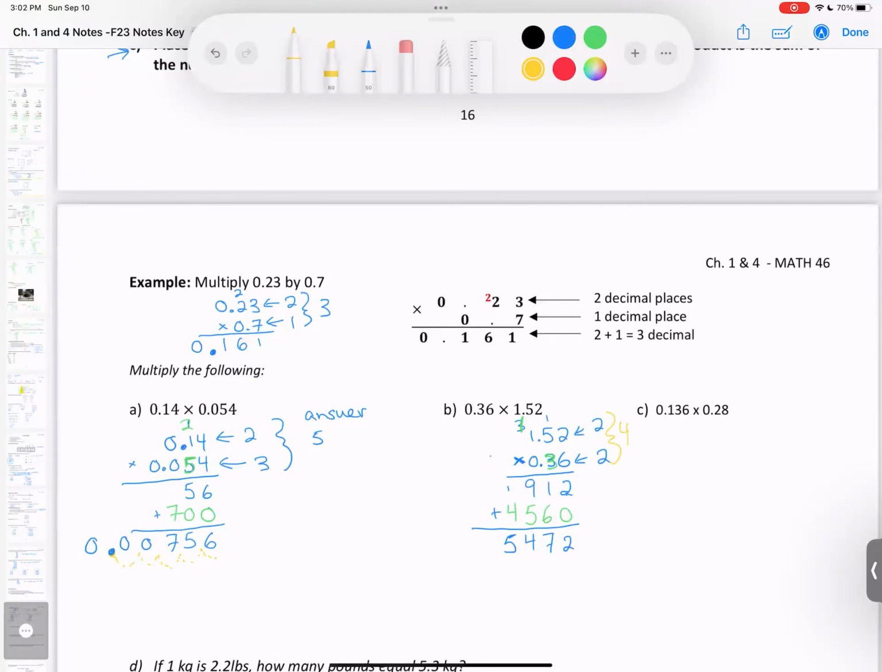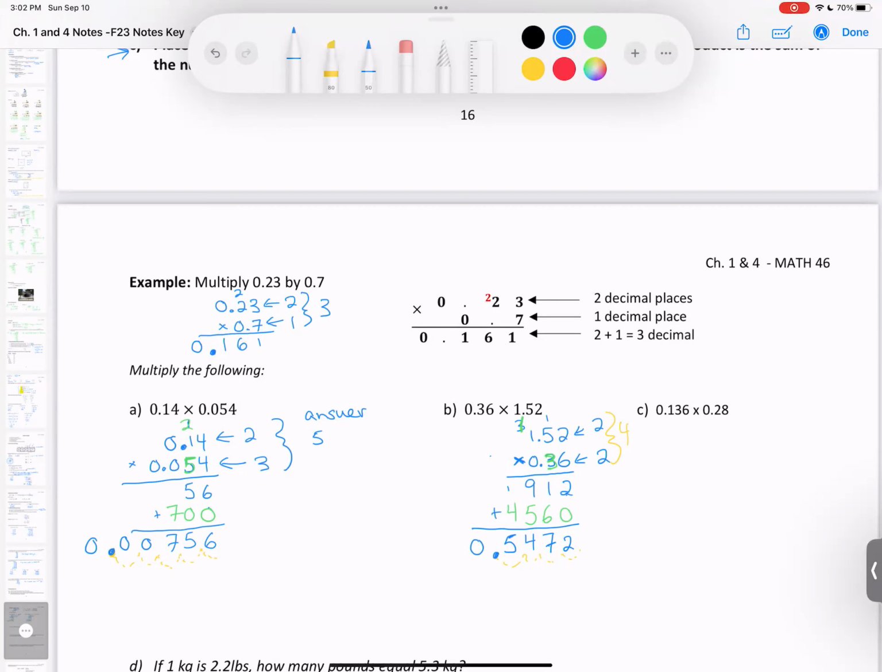So if we had a decimal, we'd go 1, 2, 3, 4. So our decimal is going to be right here, and we end up with 0.5472. So in other words, we now have 4 numbers past that decimal point. All right, give the video a pause and try C.